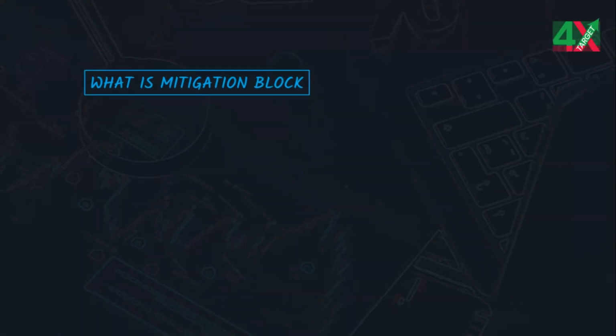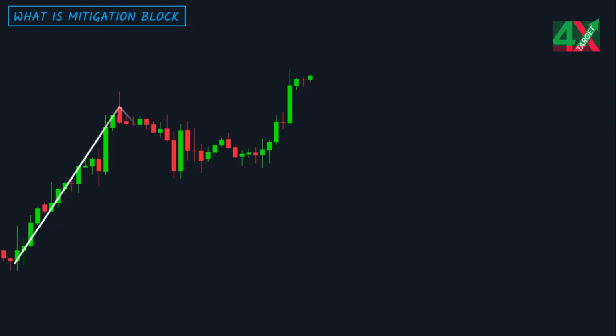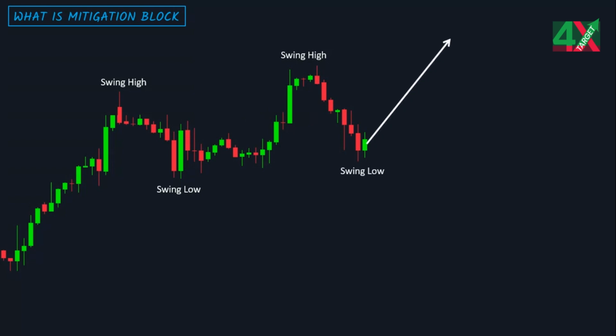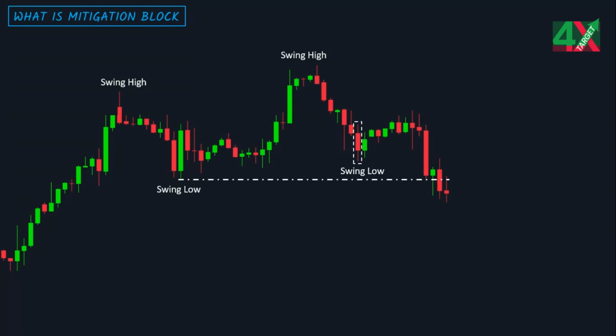When the market is trending upward, it naturally creates a series of swing highs and swing lows. As price pulls back to form a new swing low, the expectation is for it to continue higher. But if price fails to push higher and instead breaks below that swing low, something important happens. The last down close candle of that swing low now becomes the bearish mitigation block. This zone represents the point where institutions and larger players are mitigating, or closing out, their previous buy positions before shifting their focus to selling.